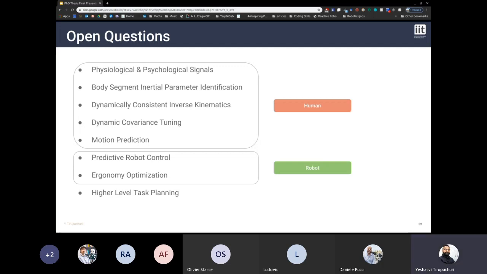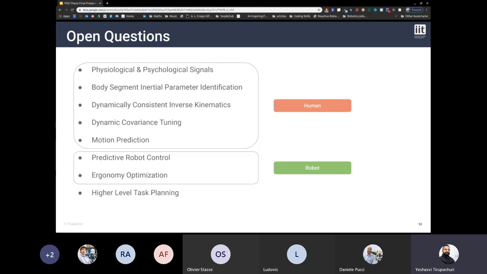Also, the inverse kinematics is not aligned really with the estimation of the dynamics, where we can use the concept of dynamically consistent inverse kinematics to correct any inaccuracies in the inverse kinematics. Further, the covariance tuning for the choice of different covariances is right now done manually, and it could be interesting to see if we can perform any dynamic covariance tuning. And lastly, there is no prediction step involved in our holistic human perception framework.